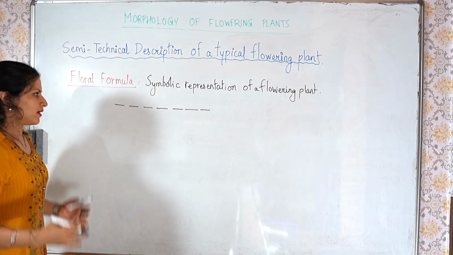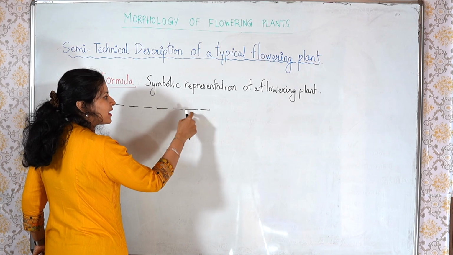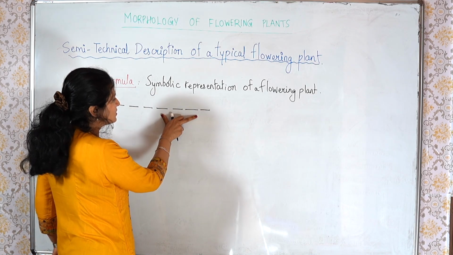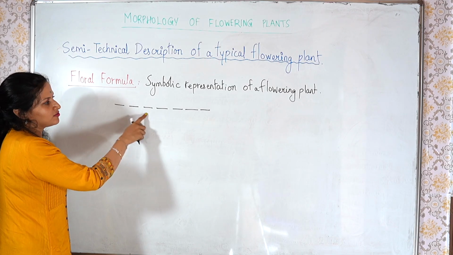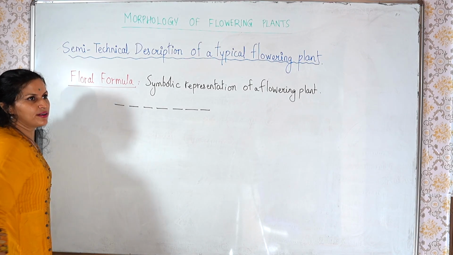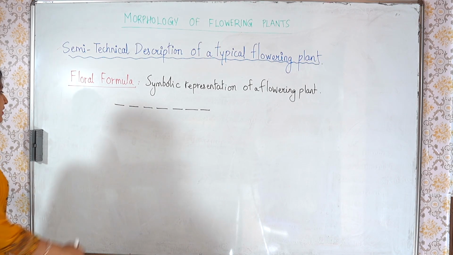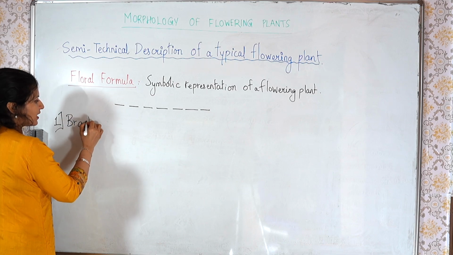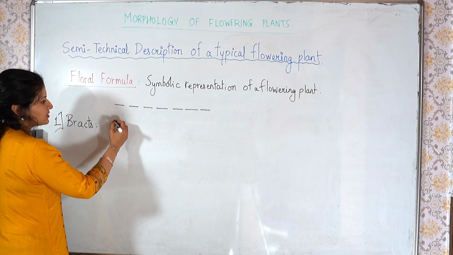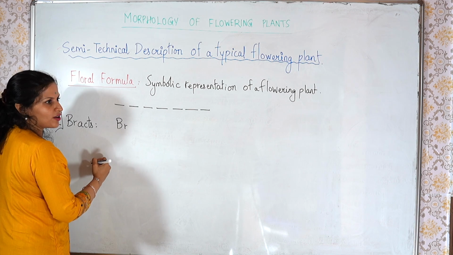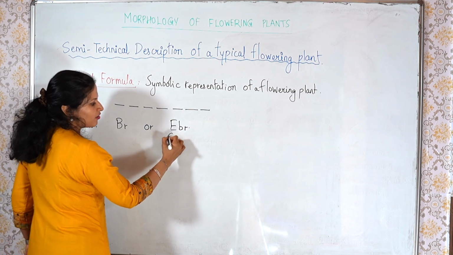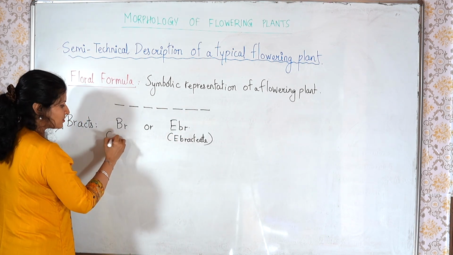Like I told you, what are these symbols? The last 4 blanks will be for the 4 floral whorls. Then one is gender, one is symmetry, and one is whether the plant is bracteate or ebracteate. First we write whether the plant has bracts or not. If the plant has bracts, then we use the symbol BR or EBR. EBR for ebracteate, and BR stands for bracteate.